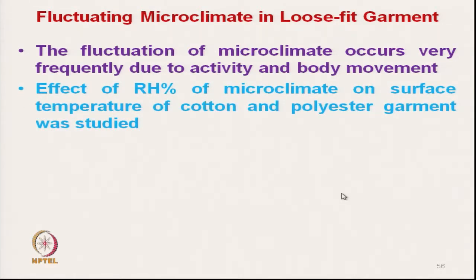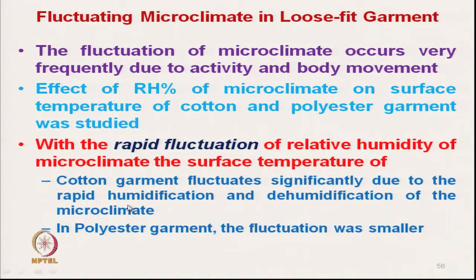So, the effect of relative humidity of microclimate on surface temperature of cotton and polyester garment was studied. Two conditions were studied. One is the rapid fluctuation of microclimate, that means a person is running or walking at higher speed or with very quick body movement. In that case, there will be rapid fluctuation of relative humidity of microclimate, and it has been measured. Two types of garment were tested. One is the cotton garment. In cotton garment, it fluctuates significantly due to rapid humidification and dehumidification. In case of polyester garment, fluctuation was smaller.